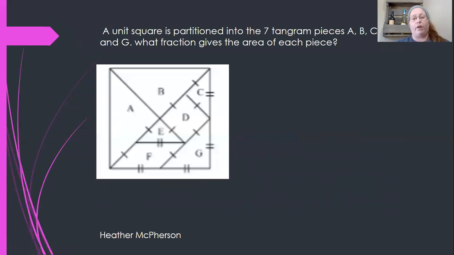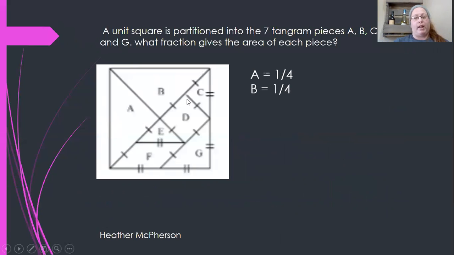Now, you're also going to look at a unit square. This unit square is partitioned into 7 tangram pieces, A through G. So you're going to take a look at the square as a whole, but now you got to see what fraction gives the area of each piece. So looking at A and B are half of the square. So half of a half is going to be 1/4. A and B are both going to be 1/4.